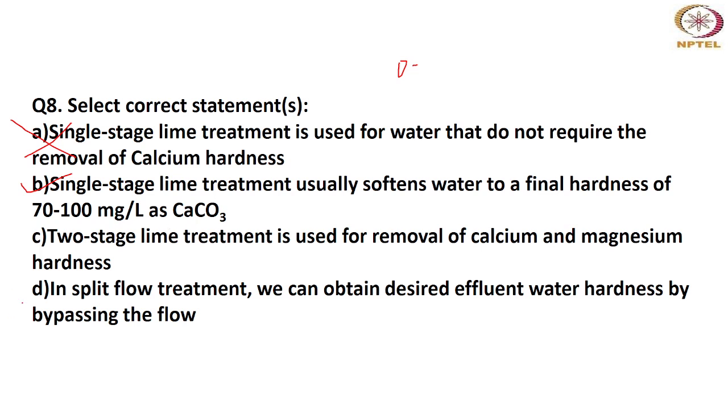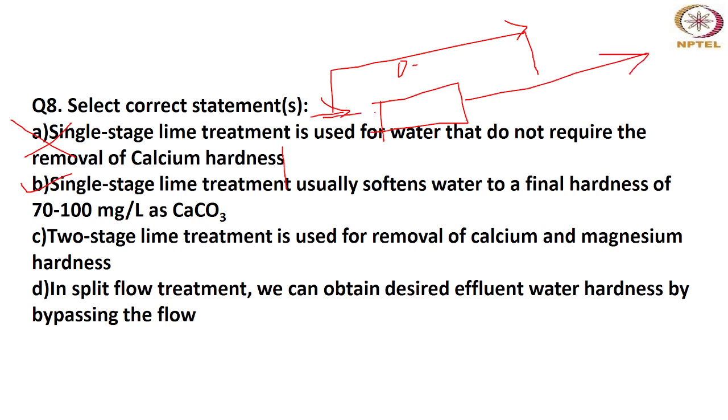And in case of split flow treatment, we can often reduce effluent water hardness by bypassing the flow. So in case of split treatment, what we do, we bypass certain water. This water is coming, we bypass this amount of water and we add here the excess lime. So this excess lime will eventually reduce the calcium carbonate hardness caused by the calcium, and depending upon the magnesium hardness we can optimize how much water we should bypass and how much water should go through directly. So the C and D is correct.